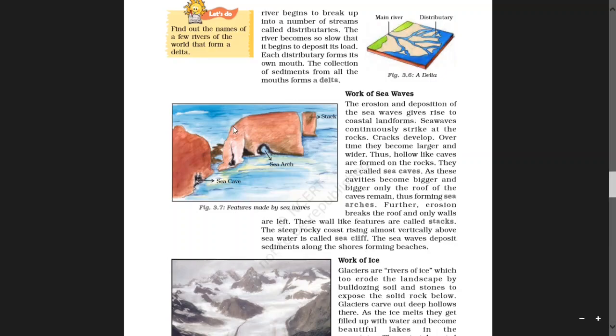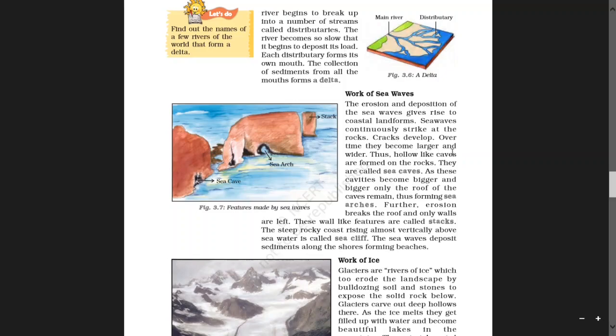Sea waves continuously strike at the rocks. Sea waves always hit forcibly. Strike means hit forcibly at the rocks. As they hit forcibly, cracks develop here. Over time, they become larger and wider. As time passes, they become larger and wider.